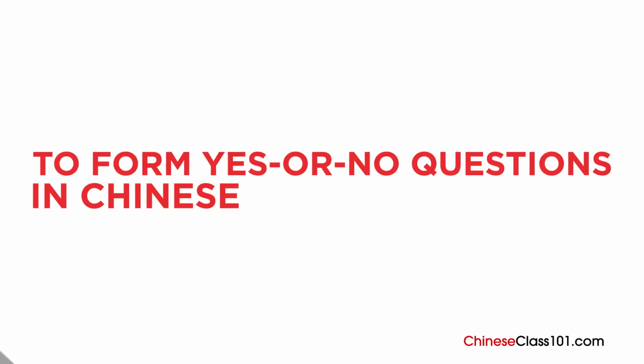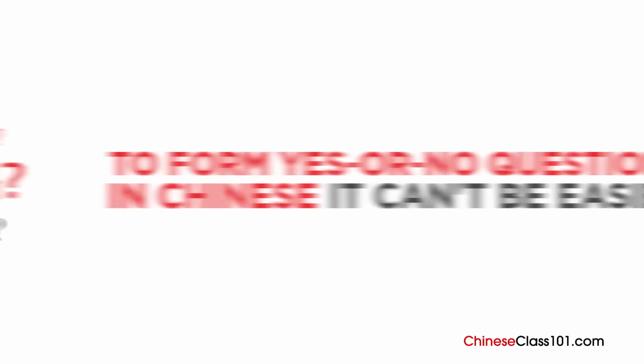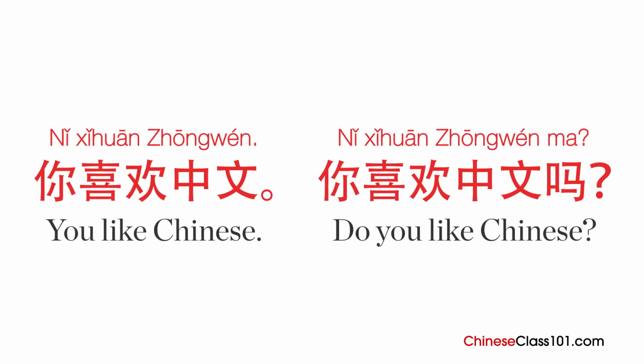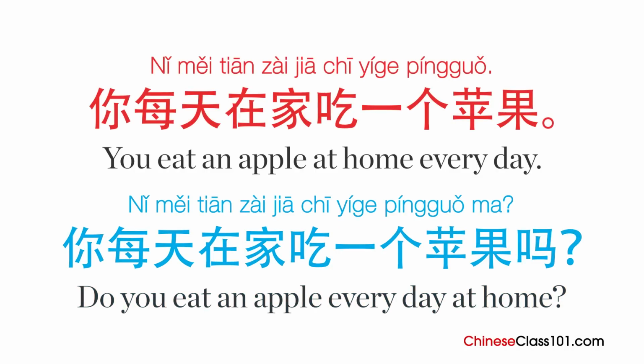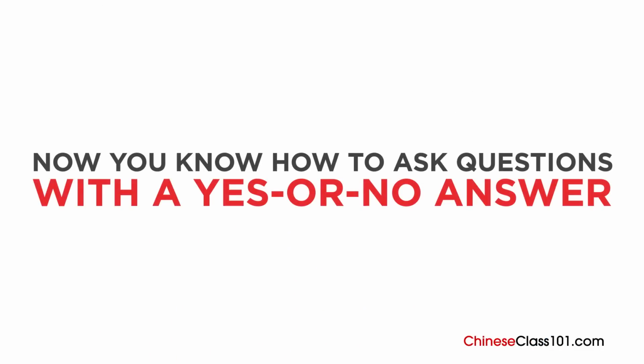To form yes or no questions in Chinese, it can't be easier. Just add a question marker, 吗, at the end of a statement. You like Chinese is 你喜欢中文。To make it do you like Chinese, we simply put 吗 at the end. 你喜欢中文吗？Let's make 你每天在家吃一个苹果 a yes or no question. 你每天在家吃一个苹果吗？Now you know how to ask questions with a yes or no answer.